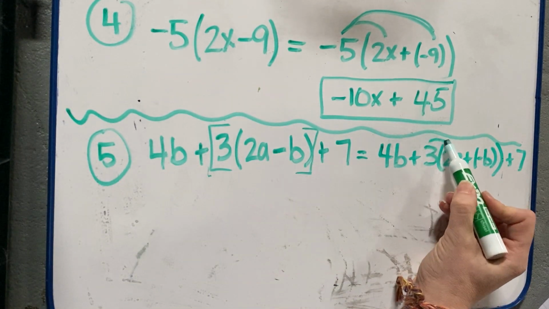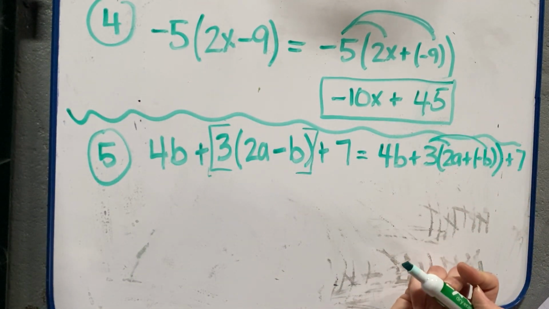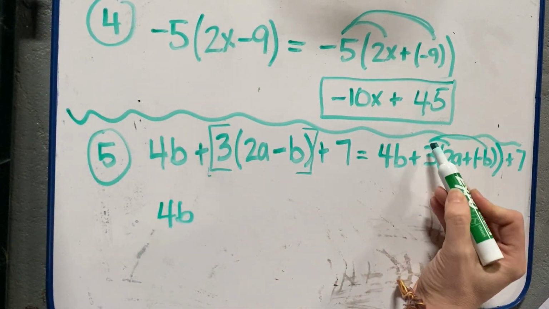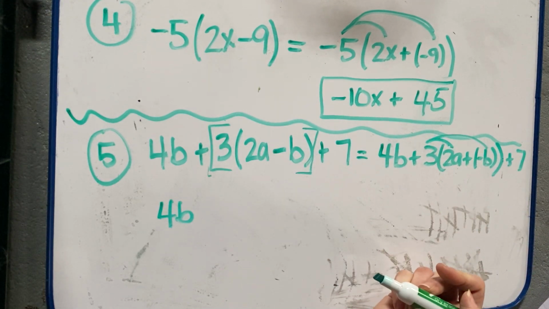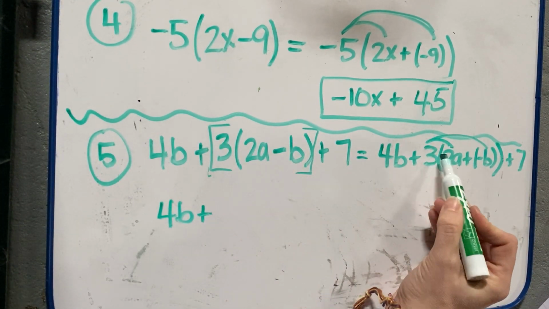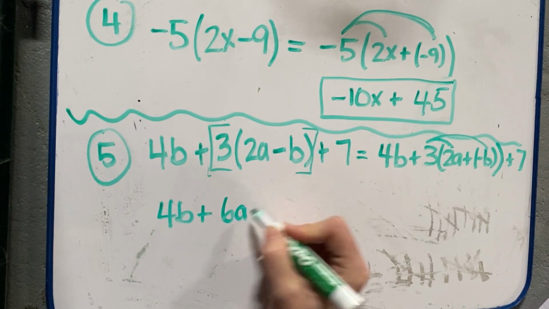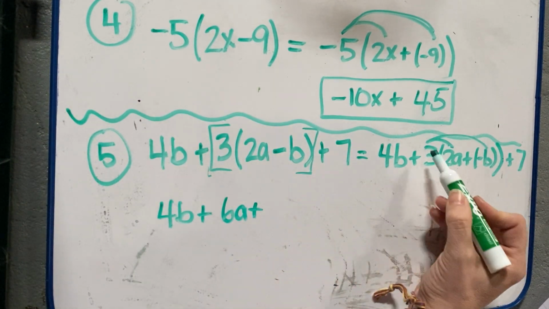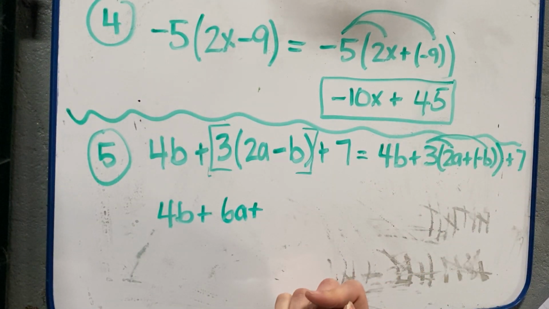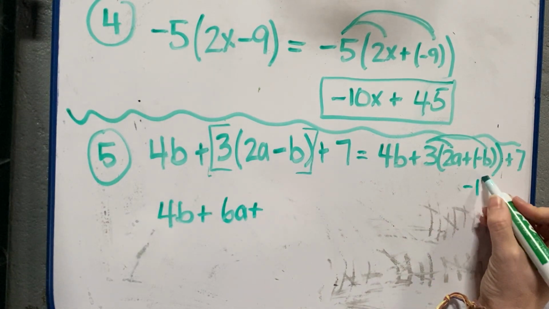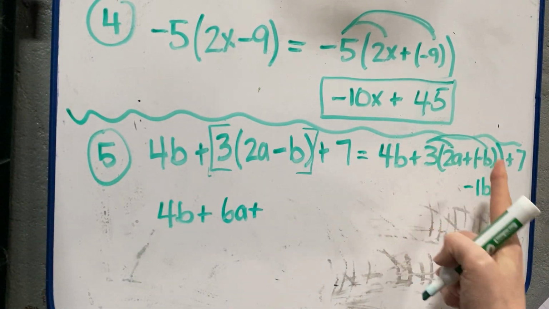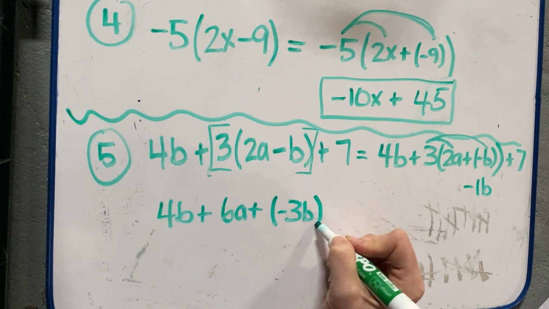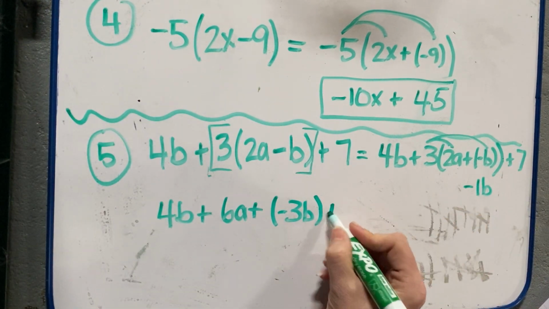I'm going to go ahead and distribute my 3 to the 2 terms there. I'm going to rewrite it over here. So I've got 4b doesn't change. 3 times 2a. 3 times 2 is 6, and then we leave the a. They're both positive, so it's going to be a positive 6a. Plus 3 times negative b. And if there's no coefficient, we know that there's a negative 1. So 3 times negative 1 would be a negative 3b. And then plus 7.